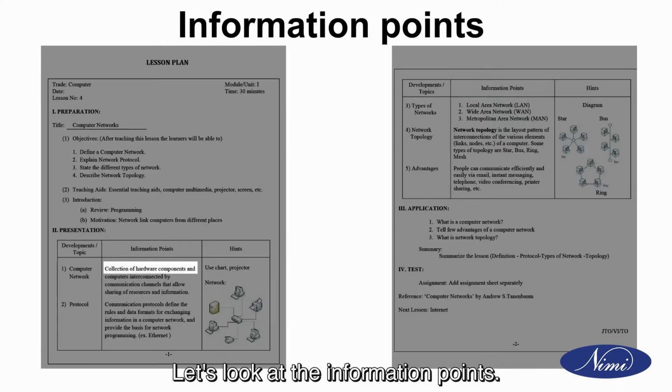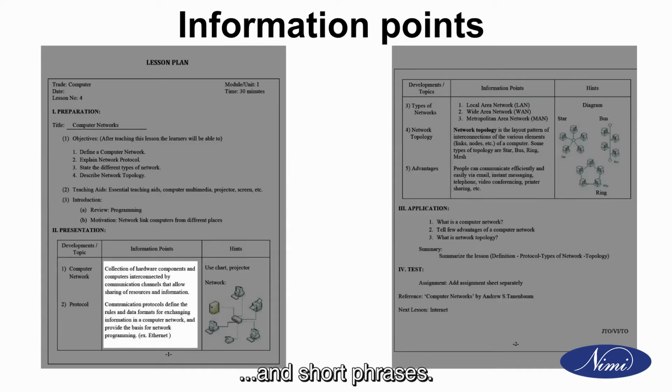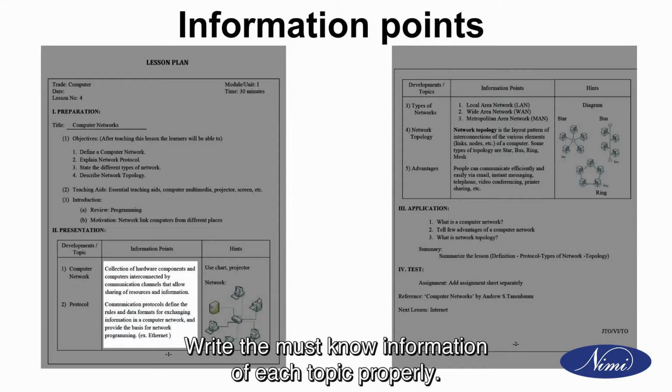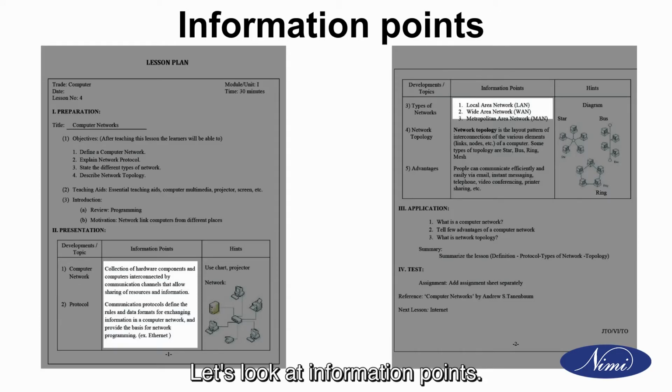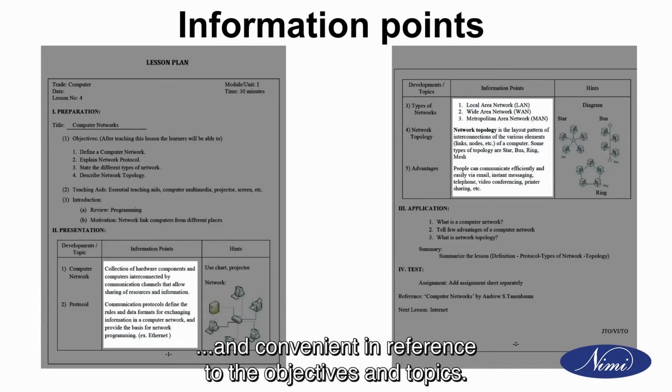Let's look at the information points. Summarize important points using keywords and short phrases similar to a telegraph message. Write the must-know information of each topic properly. You can use codes, symbols, and abbreviations that are familiar and convenient in reference to the objectives and topics.